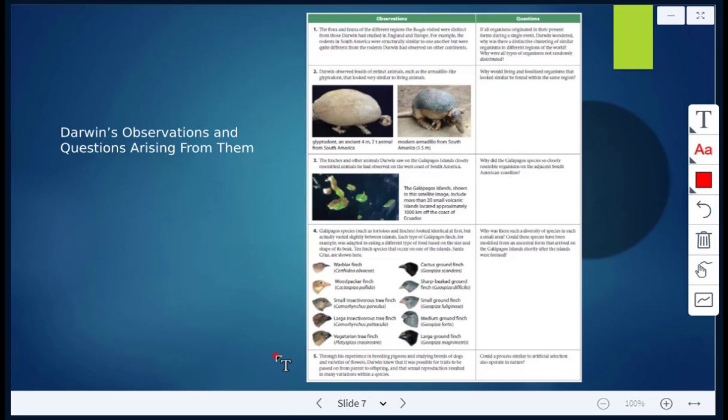And then lastly, he was breeding pigeons and studying breeds of dogs and varieties of flowers. So he knew that it was possible for traits to be passed on from parent to offspring, and that sexual reproduction resulted in many variations within a species. All right, so his question was, could a process similar to artificial selection also operate in nature? Keep in mind, he was seeing all this artificial selection in dog breeding and horses and also in farming.